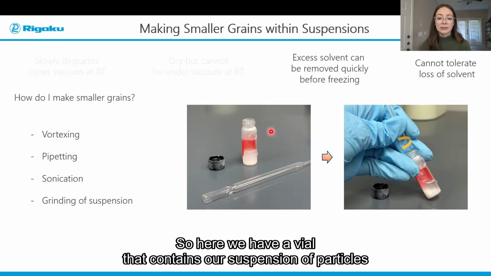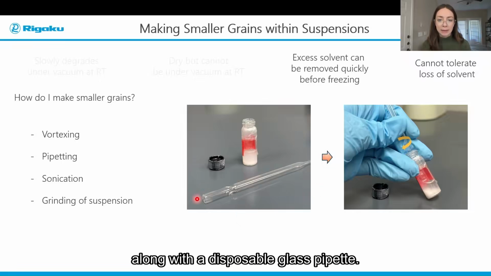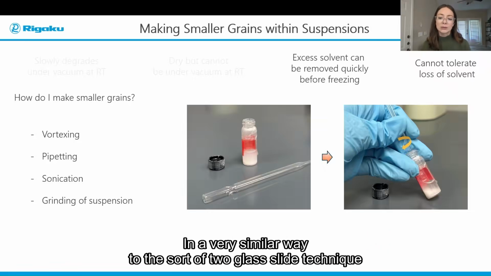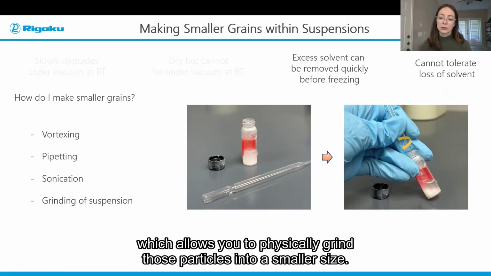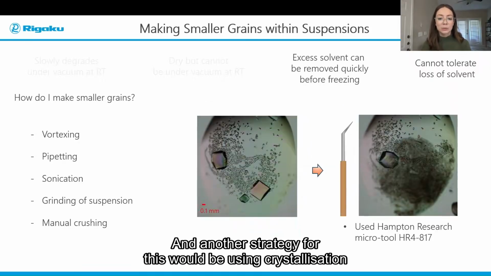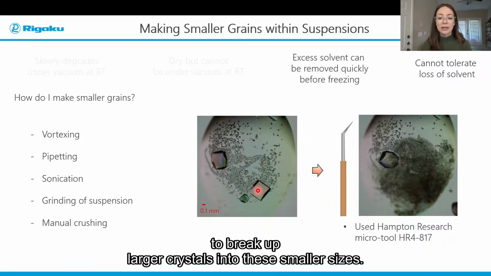Here we have a vial that contains our suspension of particles along with a disposable glass pipette. We can put that pipette into the vial and agitate the particles against the side of the vial in a very similar way to the two glass slide technique, which allows you to physically grind those particles into a smaller size. Another strategy for this would be using crystallization droplets, where you can take something like a micro tool to break up larger crystals into these smaller sizes.